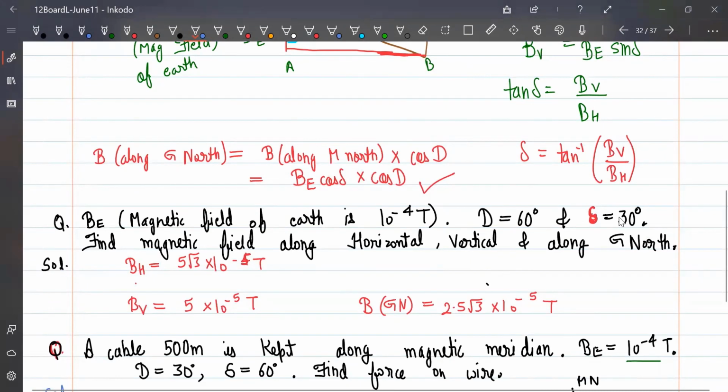Sir, but BE is 10 raised to minus 4, right? Yeah, 10 raised to minus 4 into cos 30, that is root 3 by 2. That we can write as 10 root 3 into 10 raised to minus 5. Adding one more 10 and dividing by 10 here, it comes out to 5 root 3 into 10 raised to minus 5.